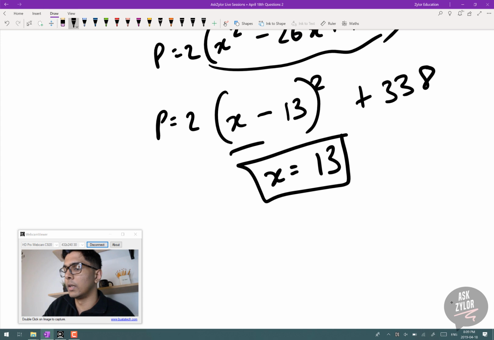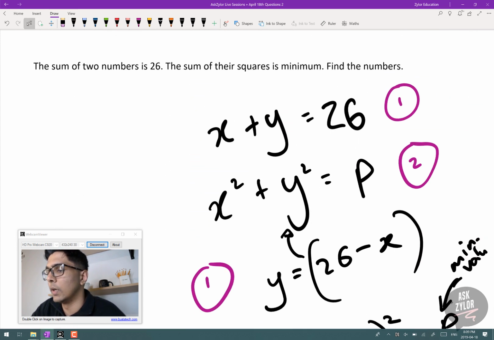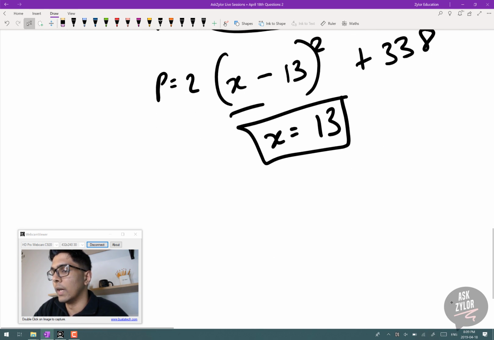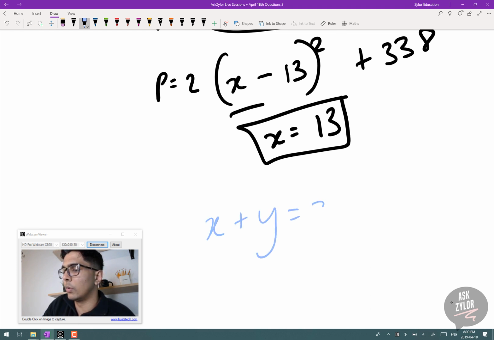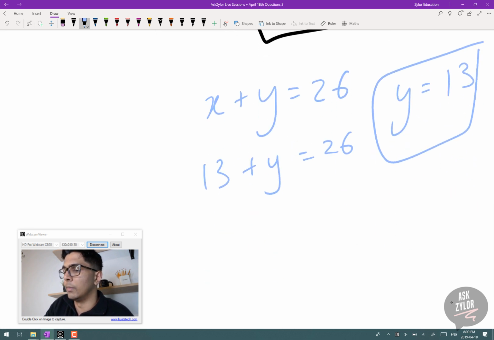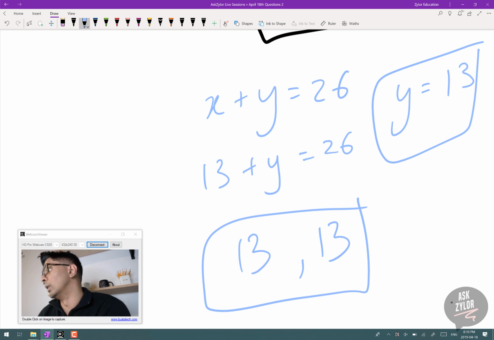So if I remember my initial equation, which was 1, all the way back here, x plus y is equal to 26. So the sum of two numbers should be 26. So I found what x is. If I find what y is, x plus y is equal to 26. So if I know what x is, I can find out what y is. So my y is also going to be 13. So the two numbers that add up to 26 and the sum of the square of those is the minimum is going to be 13 and 13. It's going to be the exact same number.